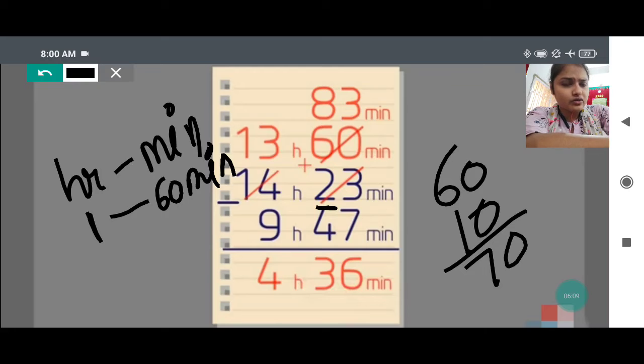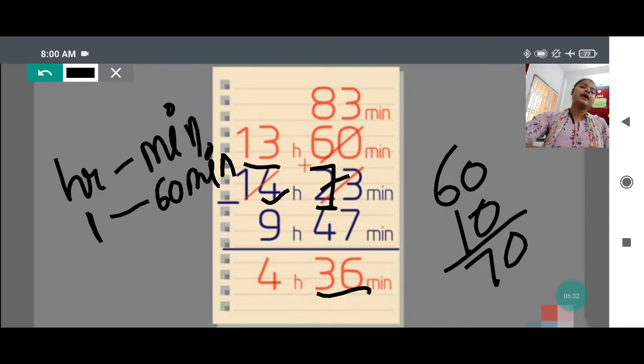So here you will do 7 minus 4, which you will get 3, which is written down. After that, 4 minus 9 you have to do. So my dear, already 4 has given 1 to the minute, so now it is 3. 3 minus 9 is not possible. It will take carry from the next number. It will become 13. 13 minus 9 is 4. So we have got the final answer as 4 hours and 36 minutes.